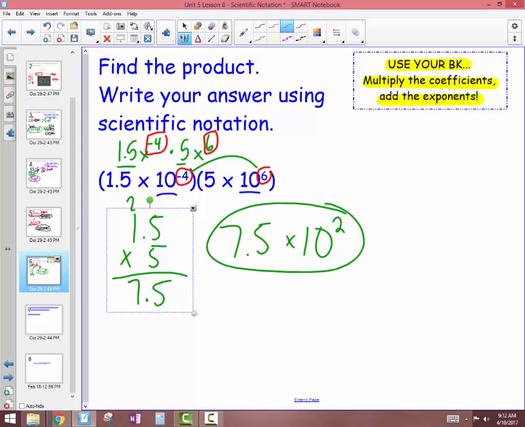Negative 4 plus 6 is 2, and so it turns out I have 7.5 times 10 squared. I know a lot of kids try to make those problems into standard form and then do the multiplication. Trust me, it's a lot easier to look at it this way.